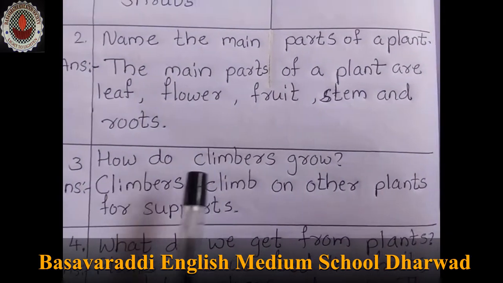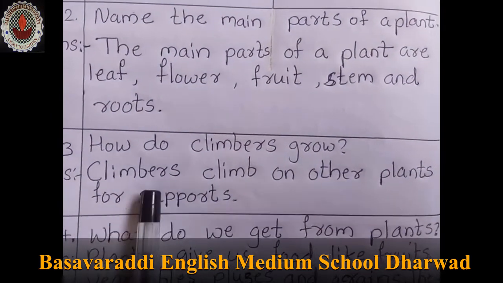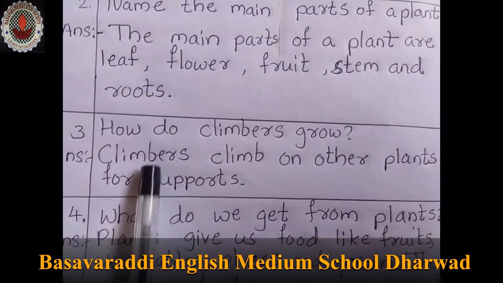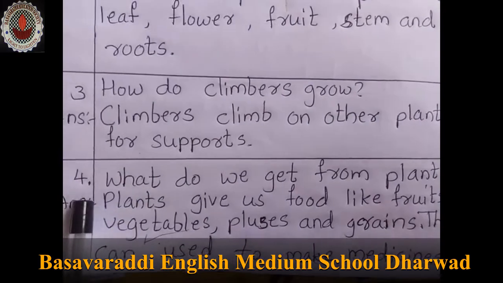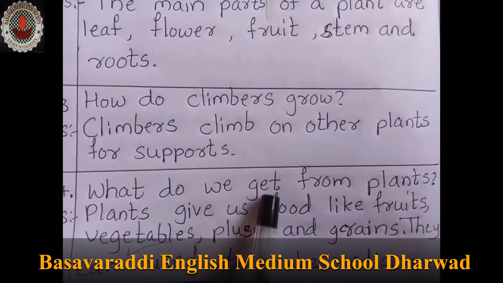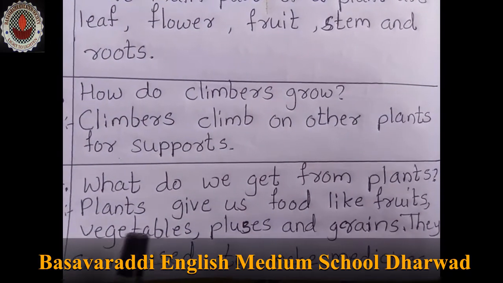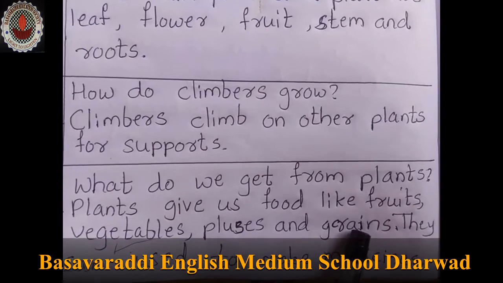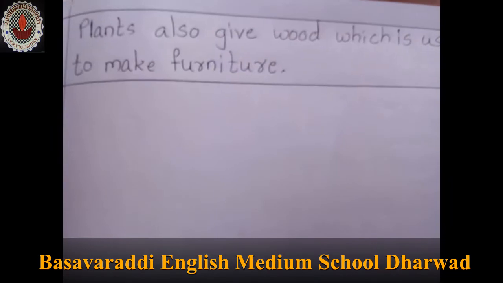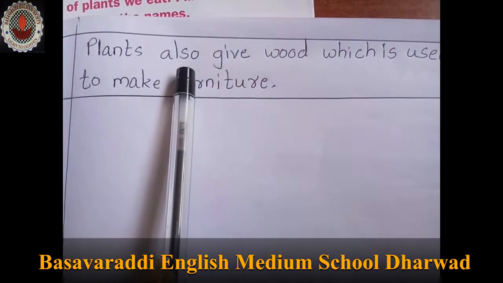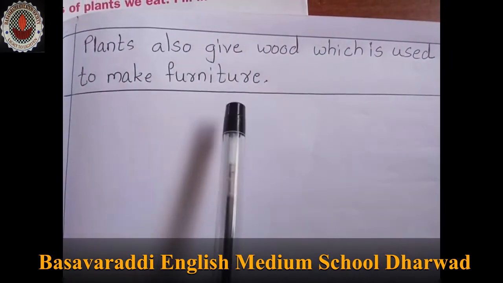The third one, how do clambers grow? Clambers climb on other plants for support. Fourth one, what do we get from plants? Plants give us food like fruits, vegetables, pulses and grains. They can be used to make medicine also. Plants also give wood, which is used to make furniture.